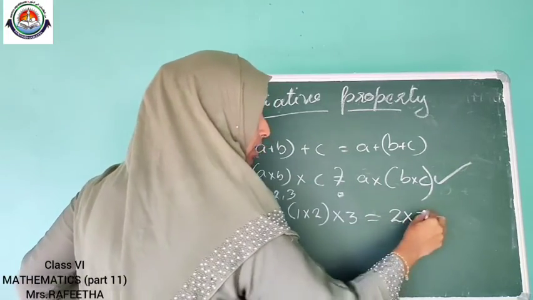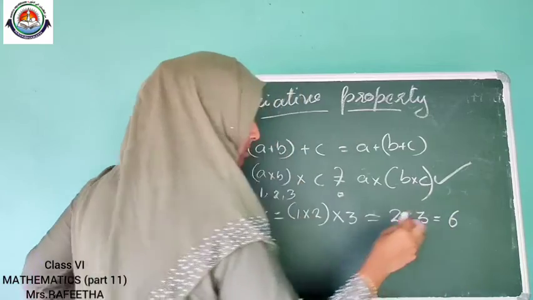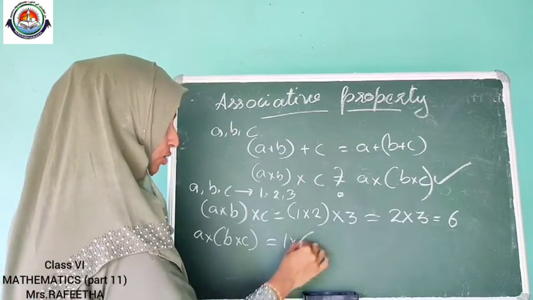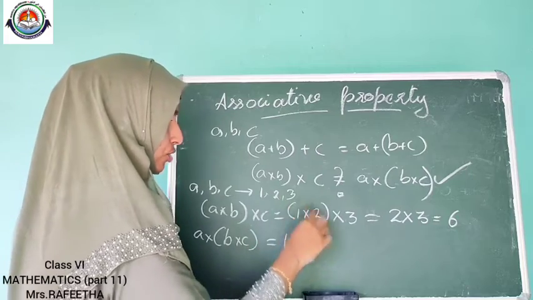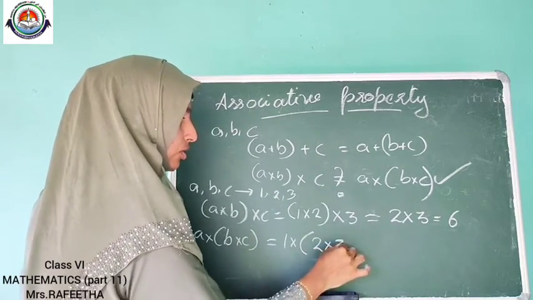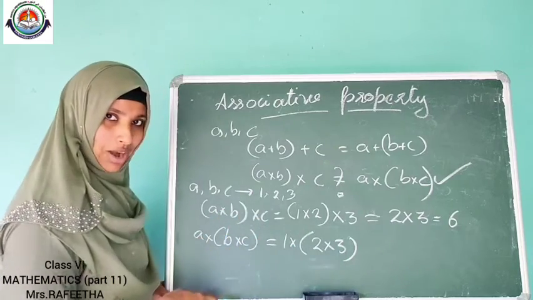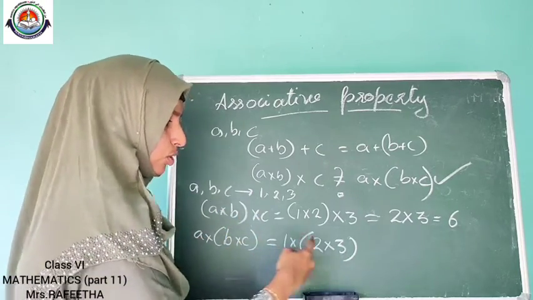2 into 3, 2 3s are 6. Okay, next in this case, A means 1 into, B into C means 2 into 3. That is, A means 1, and B and C are inside the bracket. Okay, so 1 into 2 into 3.